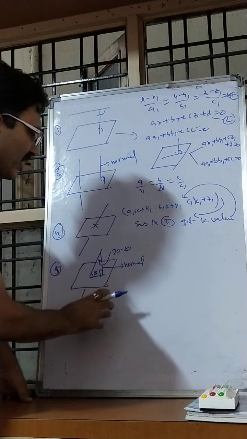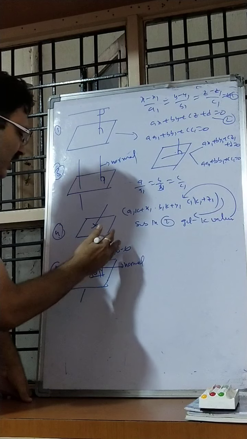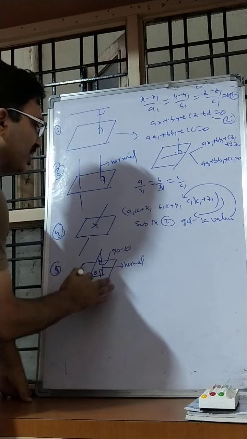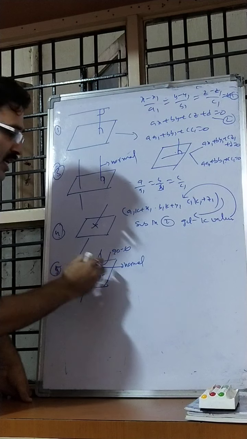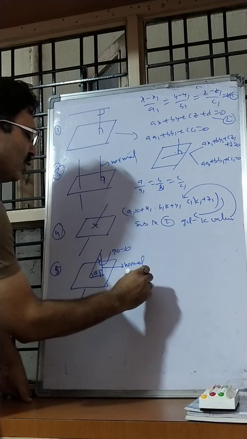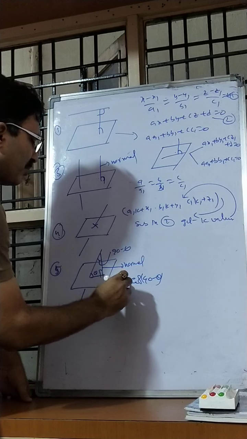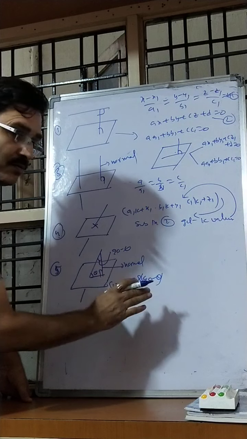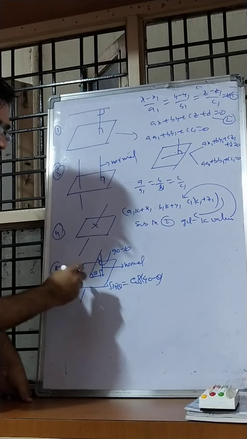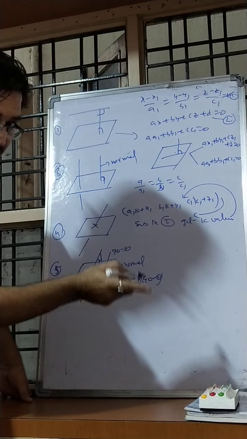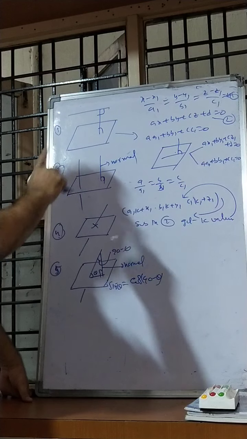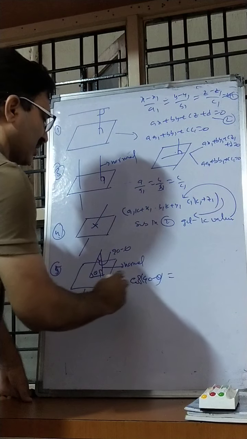Now if he has given a point like this, the angle between the plane and line is very simple. If it is theta, then it becomes 90 minus theta. Same formula, cos of 90 minus theta. That's the reason people are going to say sin theta. Don't get confused. The angle between the plane and line means the angle between the normal to the plane and the line. That's why we are getting sin theta.